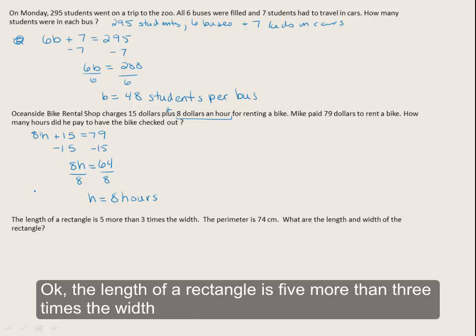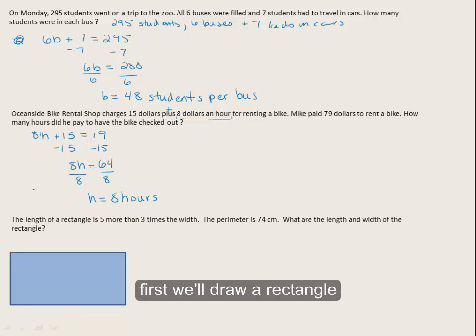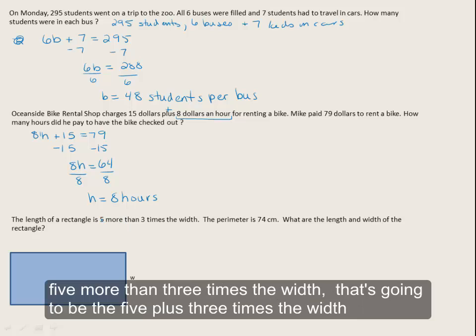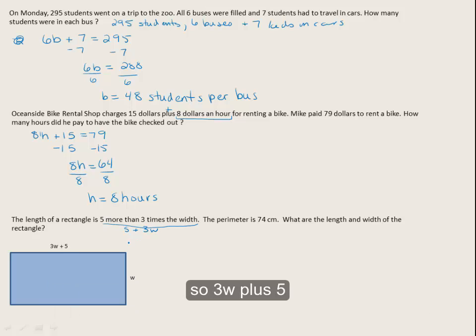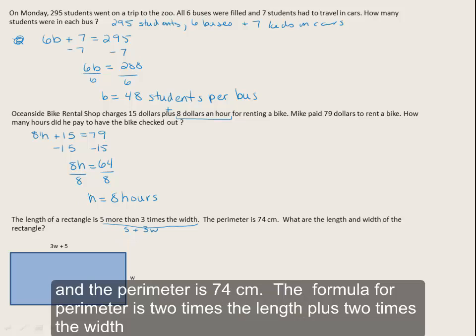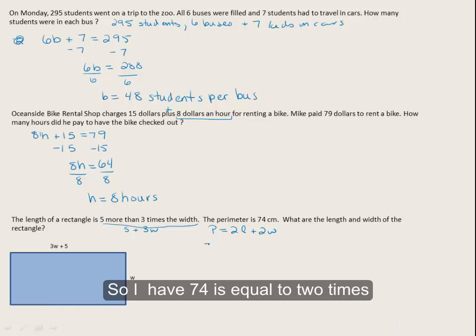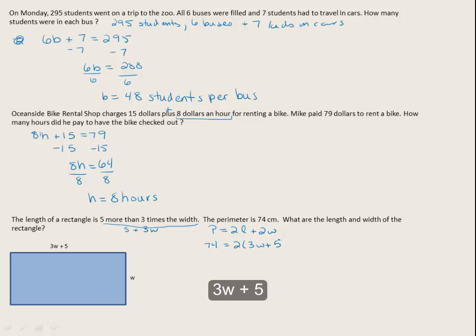Okay, the length of a rectangle is 5 more than 3 times the width. First we'll draw a rectangle. We'll label the width W. 5 more than 3 times the width, that's going to be 5 plus 3 times the width. So 3W plus 5. And the perimeter is 74 centimeters. The formula for perimeter is 2 times the length plus 2 times the width. So I have 74 is equal to 2 times 3W plus 5 plus 2W.